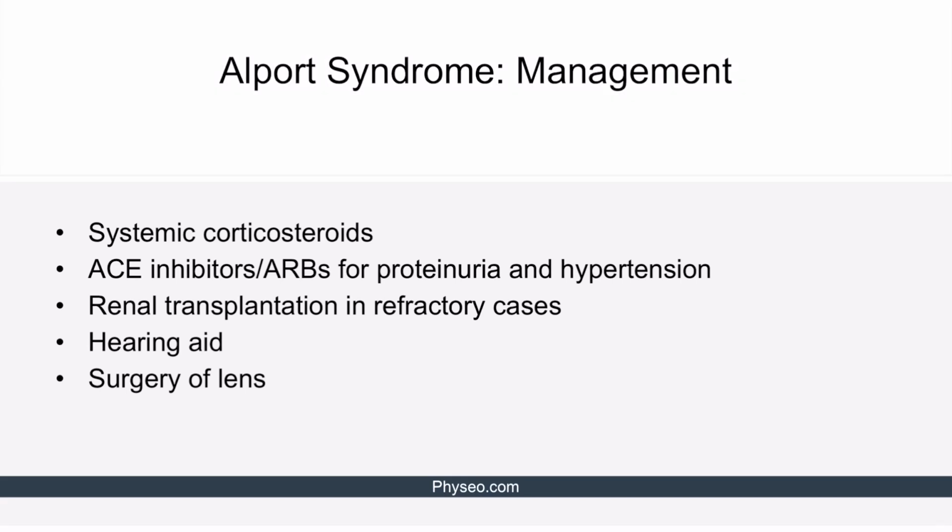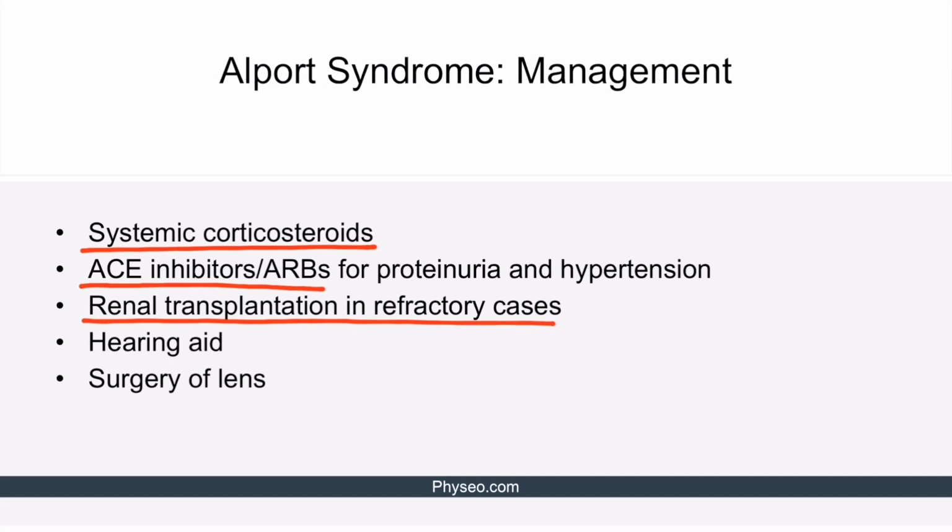Management is focused on treating the individual signs and symptoms. First, systemic corticosteroids, ACE inhibitors, and angiotensin receptor blockers are used to delay progression of nephritic syndrome. ACE inhibitors and ARBs can also be used to manage chronic kidney disease. Renal transplantation can be performed in refractory cases.